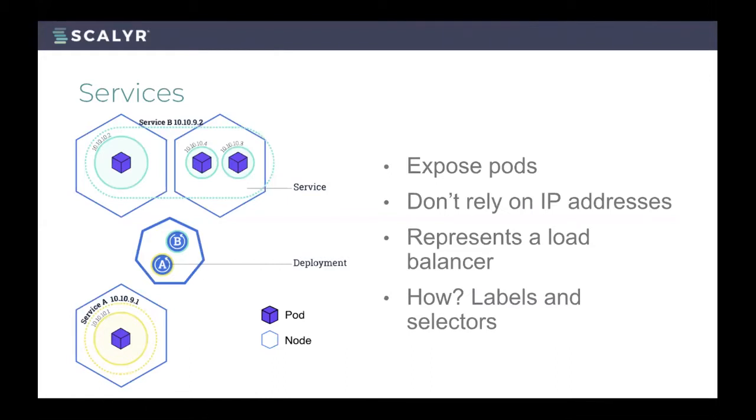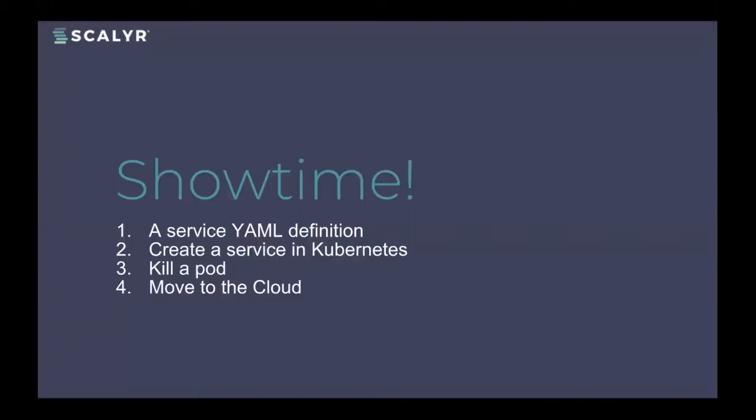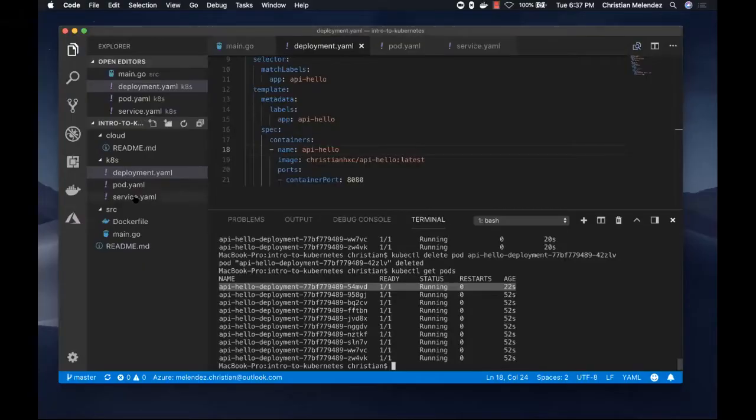So let's take a look again at how a YAML definition of a service looks. We're going to create a service in Kubernetes. We're going to kill the pod, and then I'm going to run the same commands on every cloud provider, so that you can see that I didn't have to change anything in my code when doing that. So let's take a look at the service definition here.